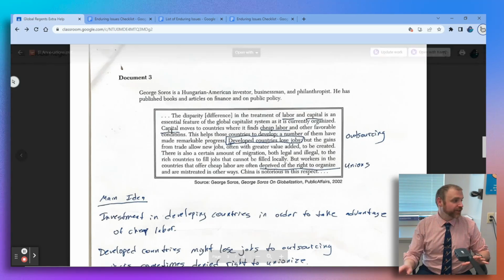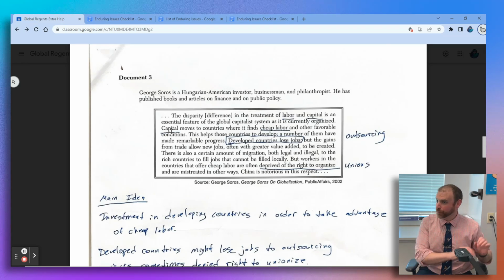When you get to the Regents, don't write about more than 3 documents. Could you? Of course, but I think it's better to choose 3 and write about them thoroughly. That's probably a better way to go about it than trying to write about 4 or 5 documents. You kind of with me so far?